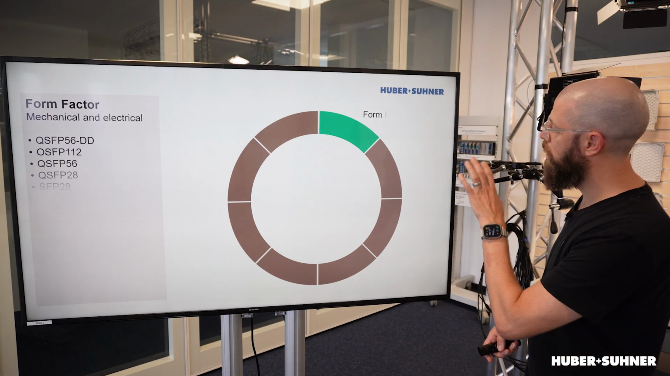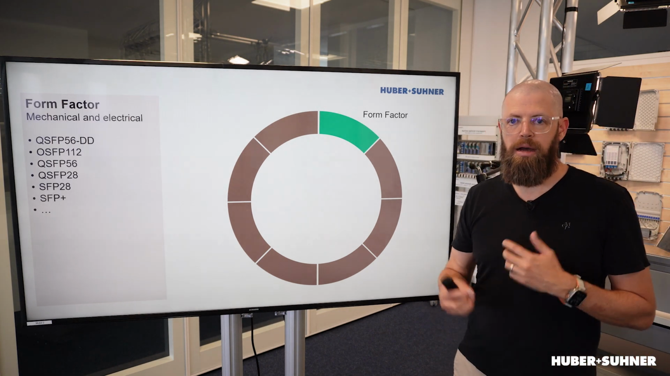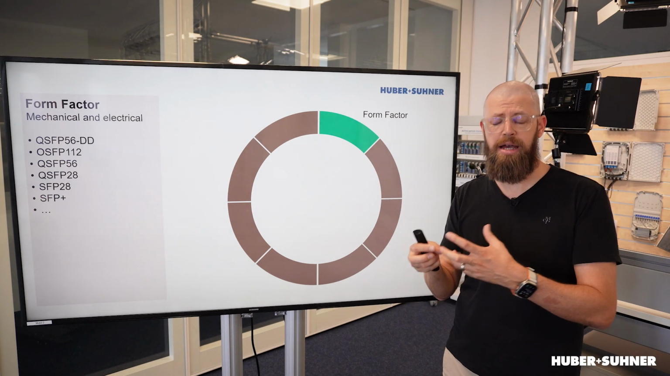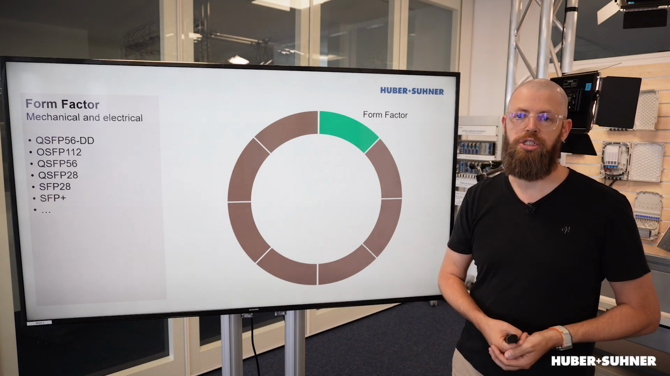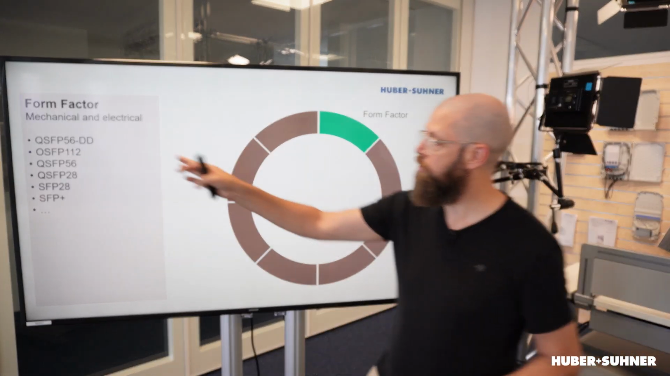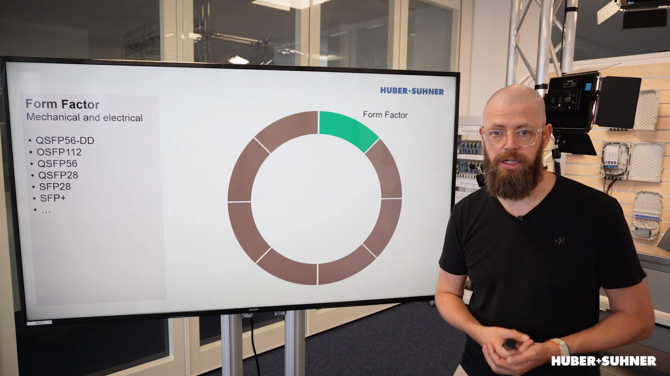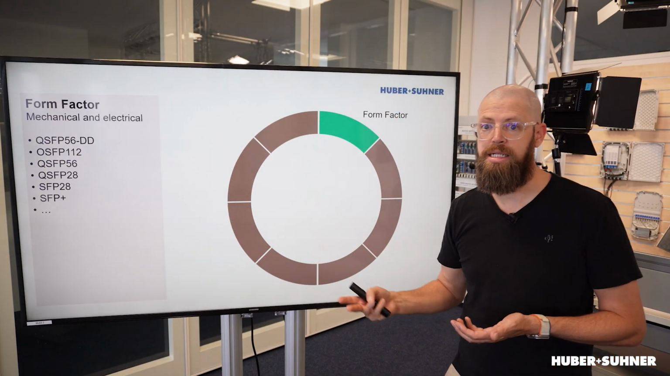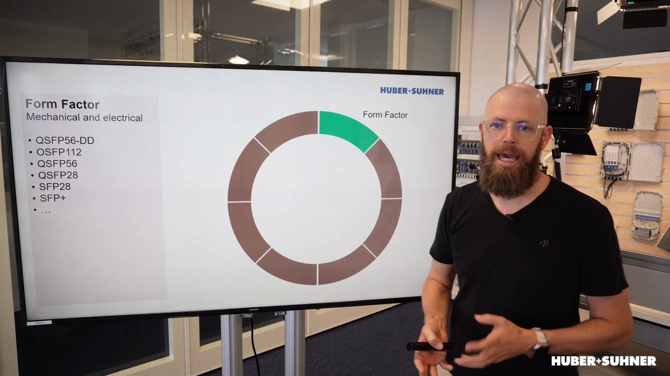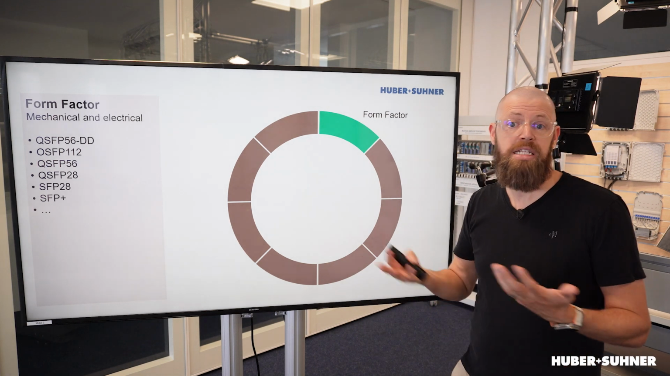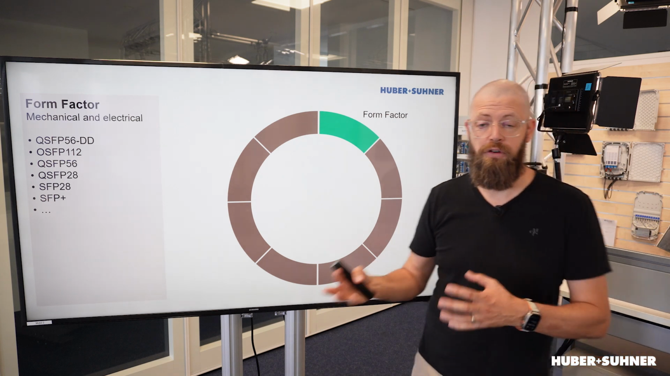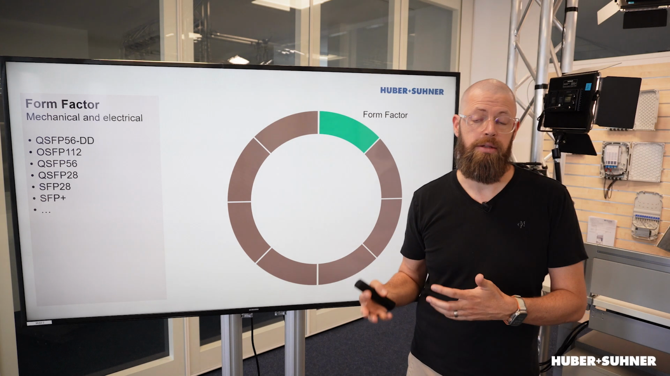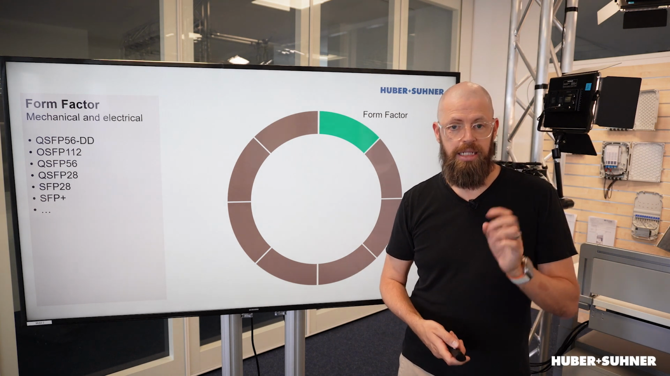And to start off with, we've got the form factor. Now, obviously the form factor is a very visual thing because it actually describes the physical shape of the transceiver. But of course, we're also talking about the electrical interface. Now, as an example, we've got QSFP56DD, or we've got QSFP28, SFP+, or XFP, for example.